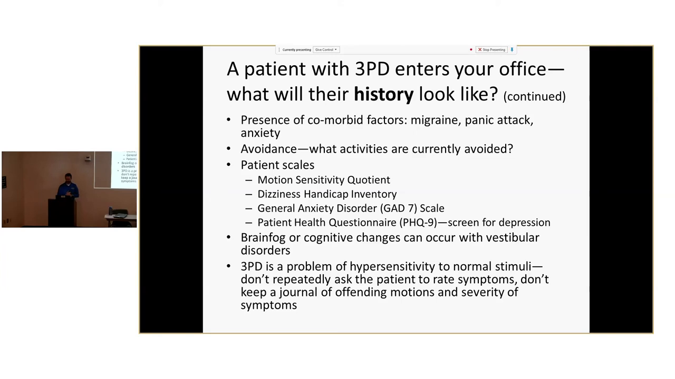And again, 3PD is a problem of hypersensitivity to neural stimuli. So we're going to ask people how they feel, and maybe take an initial dizziness rating. But as we treat this person, we're not going to continually ask them, we walked and we turned, how dizzy are you right now? Can you please rate that for me? How would you describe it? We want people to be less sensitive to this. We want to get them out of that cycle.